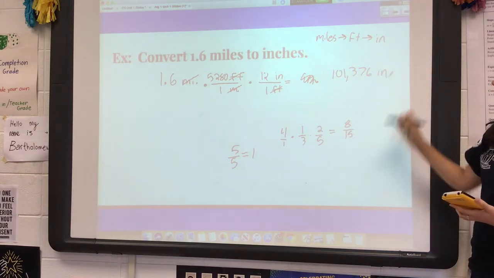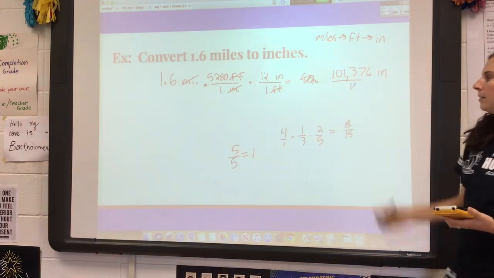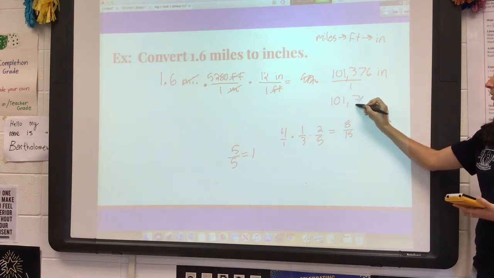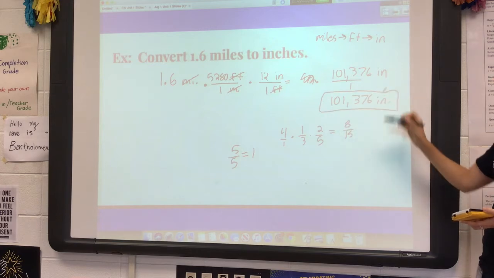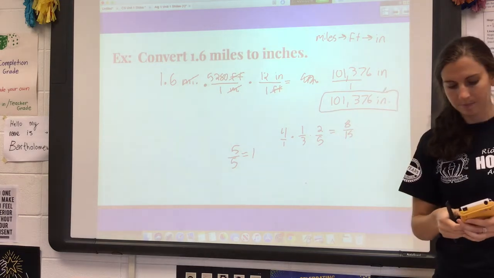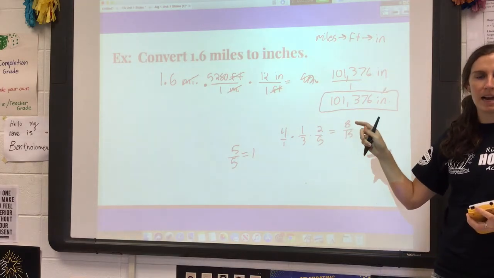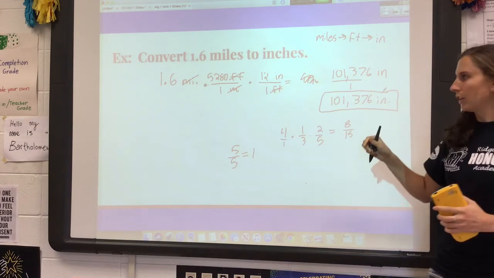101,376 inches. And then on the bottom we've got 1 times 1, which is just 1. So this divided by 1 is just 101,376 inches. That is a lot of inches. Make sure you have units on your final answer. If you need to pause, if you need to rewind, go back, send me a question, anything like that, feel free.